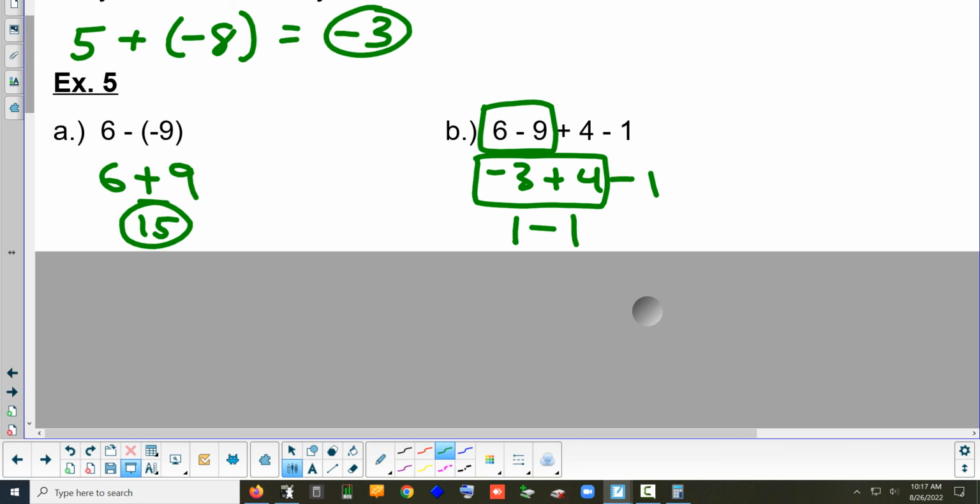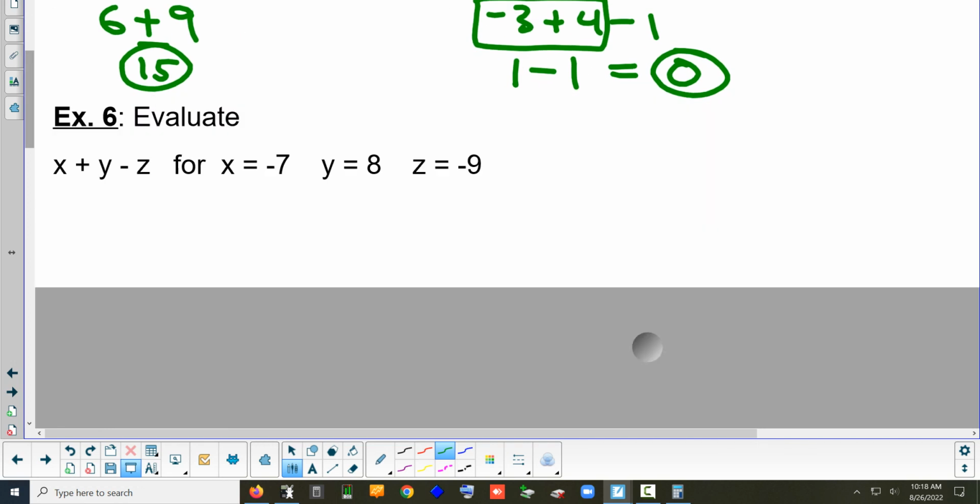Still have that -1 at the end, and that's our last step. 1 minus 1. Megan, what's that going to give me? 0. That's going to give me 0. Any question on that? All right, so we're going kind of quick, but I'm sure you guys have done all this kind of stuff before, but just kind of a refresher.